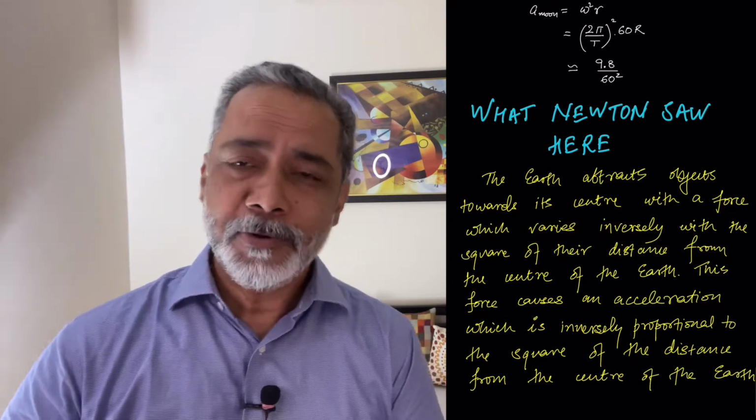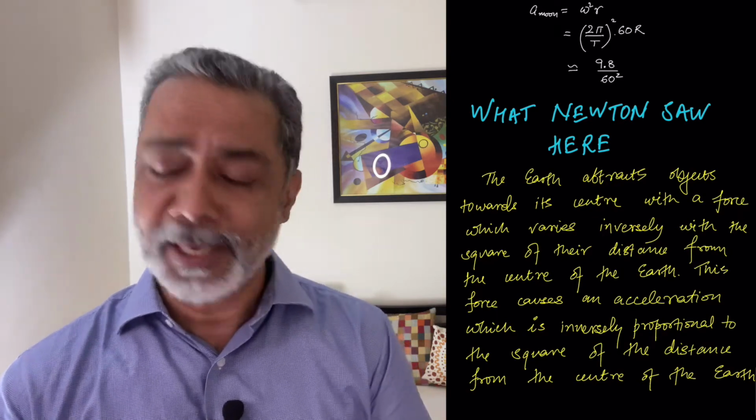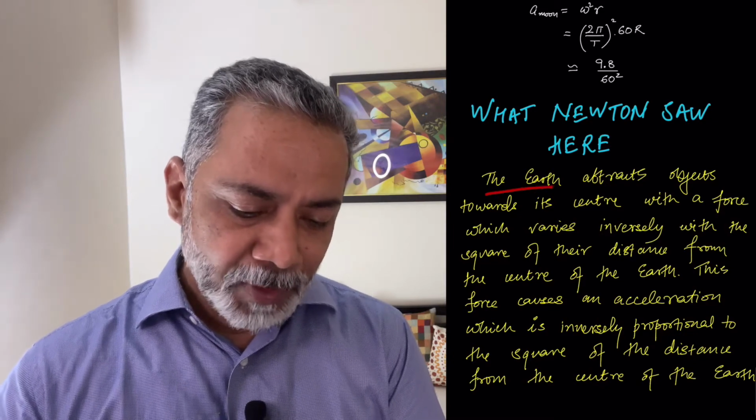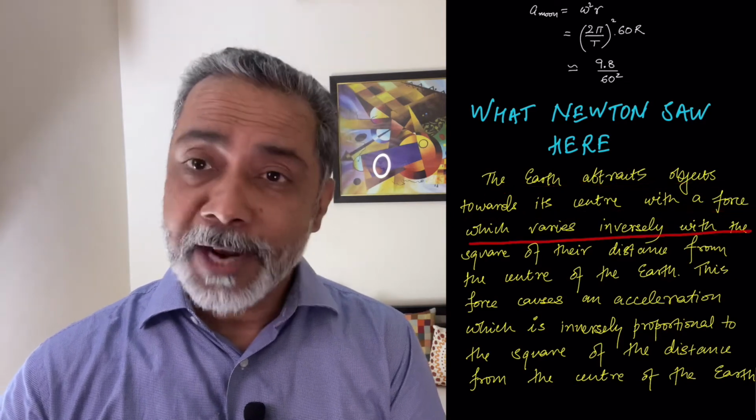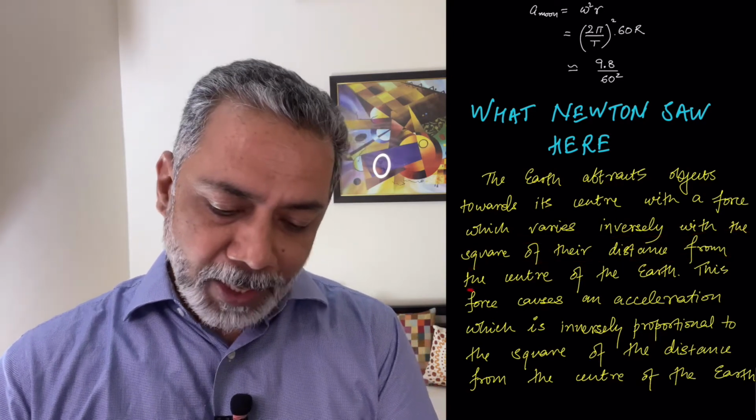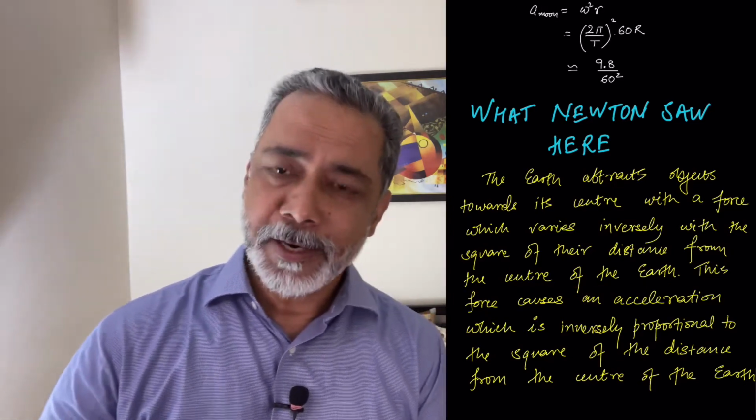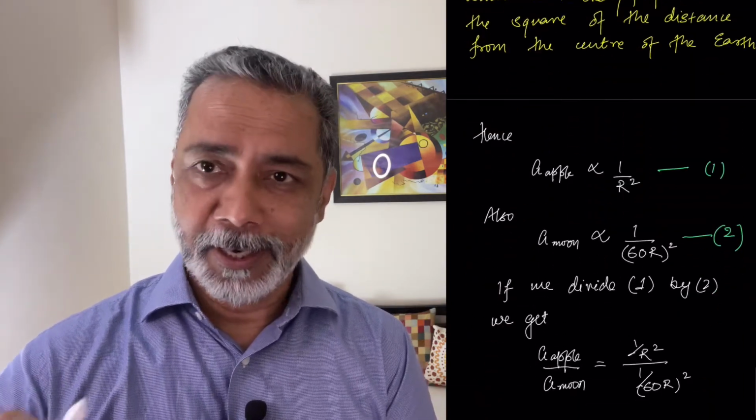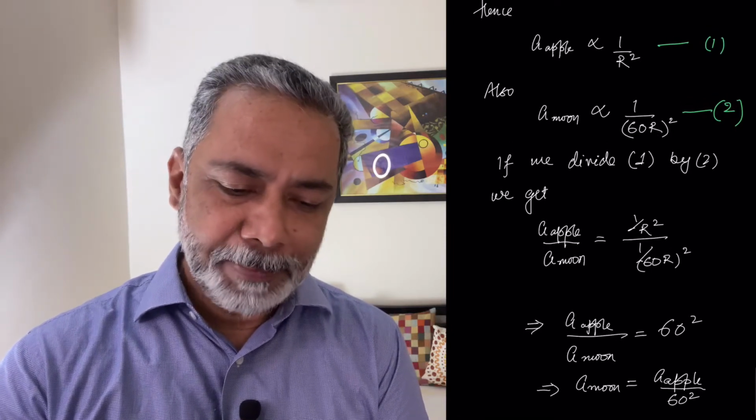Now Newton therefore came up with a little hunch, a little hypothesis. And the hypothesis is that the earth attracts objects towards its center with a force which varies inversely with the square of the distance of that object from the center of the earth. So this is the force which causes whatever acceleration the object undergoes, and therefore he applied this little hunch, this hypothesis, to the acceleration of apple and the moon.